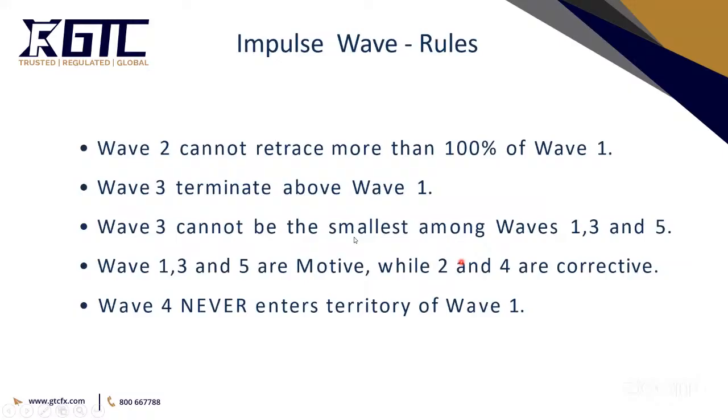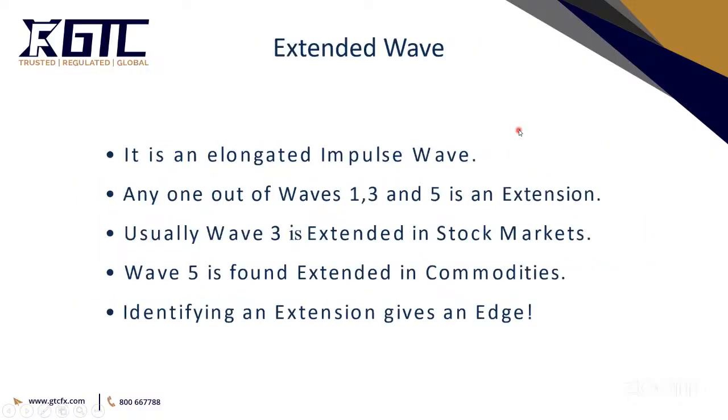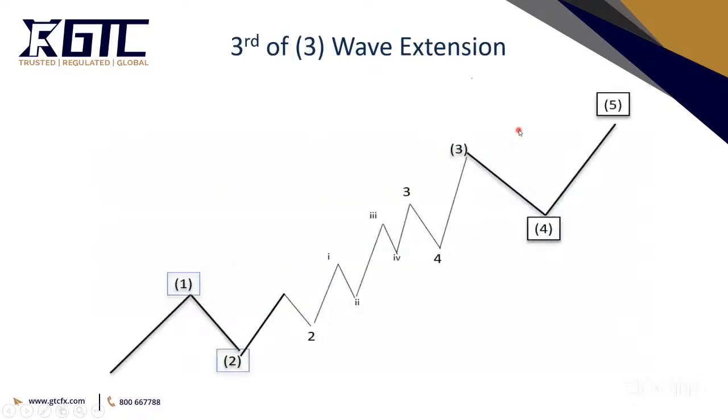All right, these are the rules again. Wave 2 cannot retrace more than 100% of wave 1. That's the first rule, sorry. Wave 3 terminates always above wave 1. Wave 3 cannot be the smallest between 1, 3, and 5. Again, 1, 3, and 5 are motive, 2 and 4 are corrective, and 4 never enters the territory of wave 1. I'll be a bit quick because it is already discussed last time.